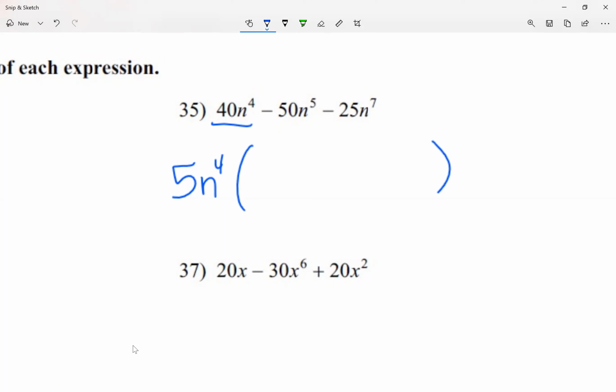Looking at my first term. Remember, I'm going to divide by 5. Number-wise, 40 divided by 5 is 8. Letter-wise, subtract 4 from each exponent. 4 minus 4 is 0, so there's not even an n. My next term, a negative 50 divided by 5 is a negative 10. Letter-wise, I'm going to have n to the 1 because I subtracted 4 from each exponent. On the last one, a negative 25 divided by 5 is a negative 5, and then n to the 3.